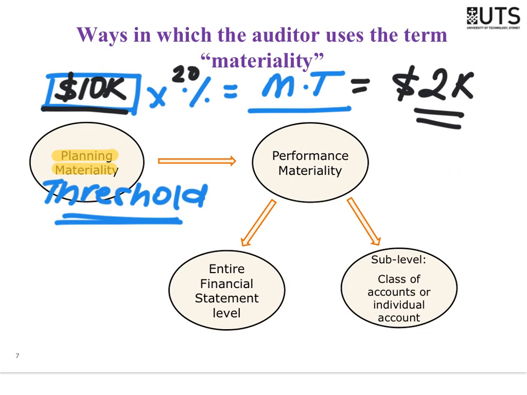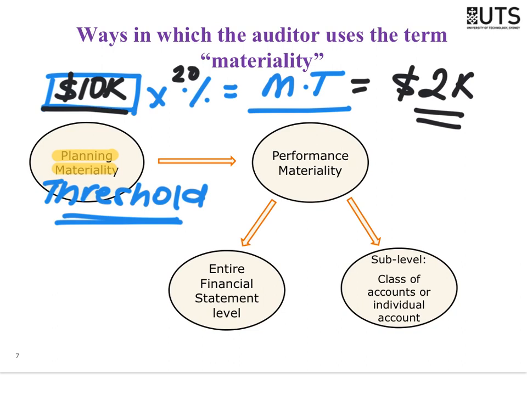Now, what happens if we find a material misstatement? We will talk about this later, but I'll just touch on it quickly. If we find it, we tell management. We say, hey guys, we found a material misstatement, you've got to fix it. If they fix it, great. If they don't, it impacts the audit opinion. So this concept of materiality is incredibly, incredibly important, okay?